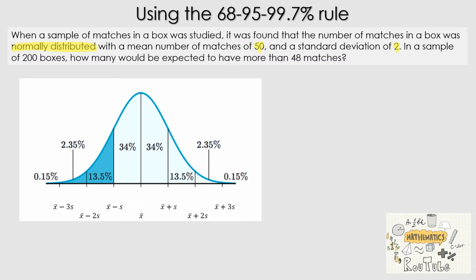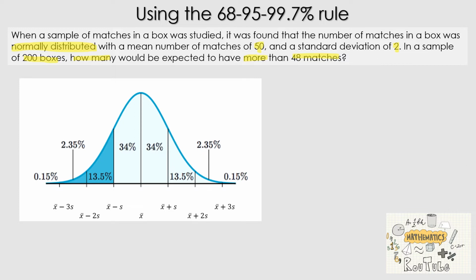Okay, so we are given everything we need. Okay, so again, as long as you have reference to the bell curve and the percentages and the increase and decrease by the standard deviation around the mean, again, hopefully won't encounter too many issues with a question like this either. And let's keep reading. In a sample of 200 boxes, how many, okay, so how many would be expected to have more than 48 matches?